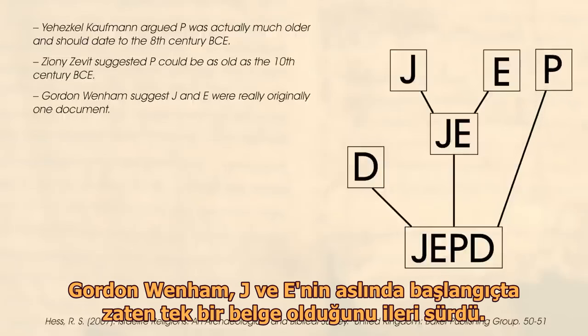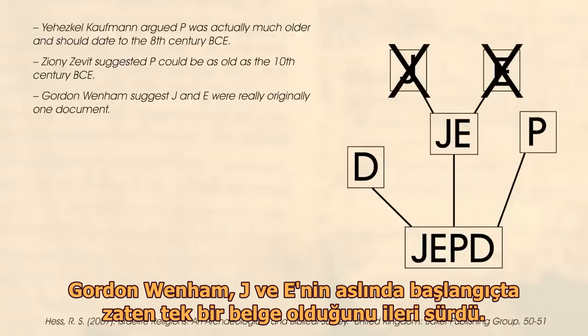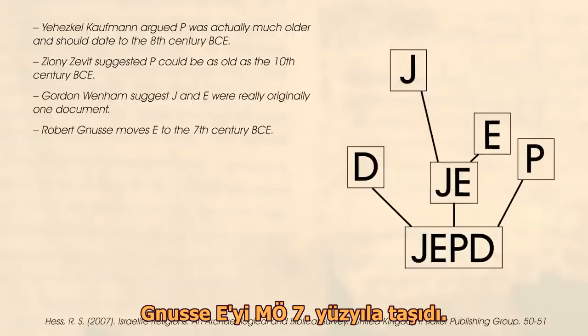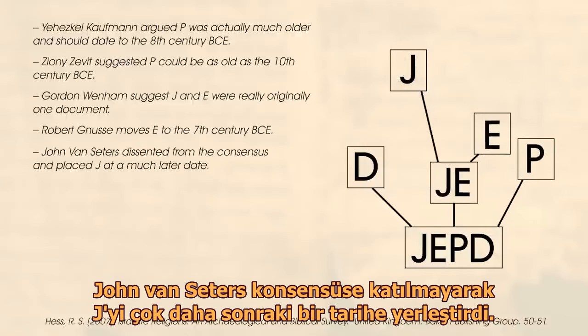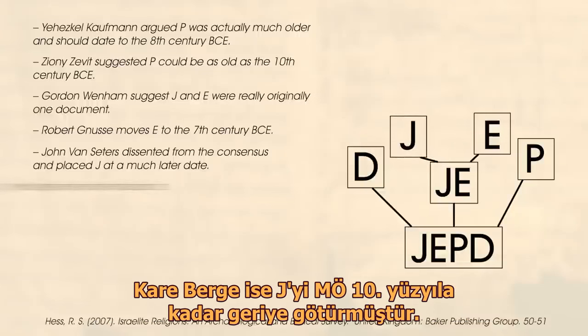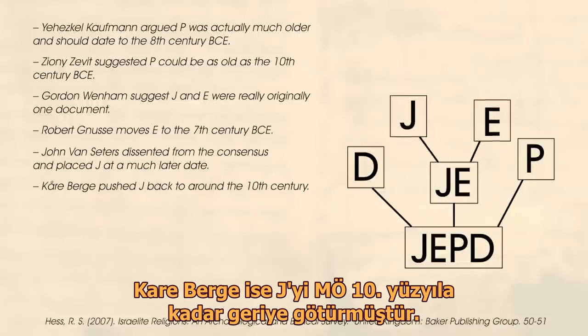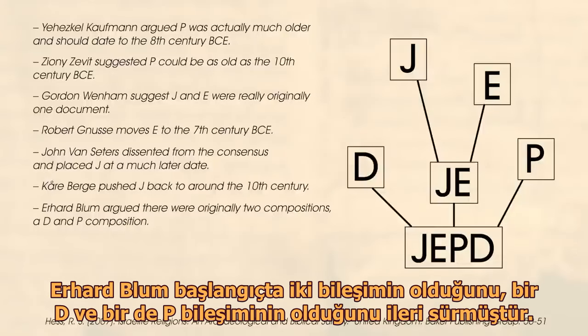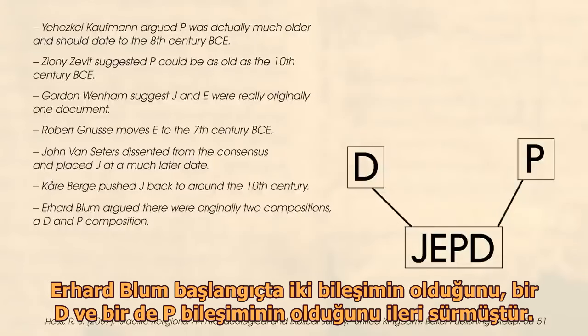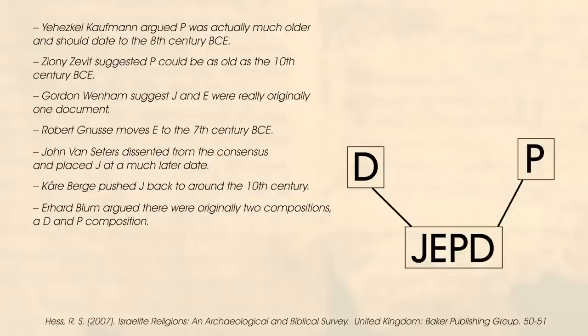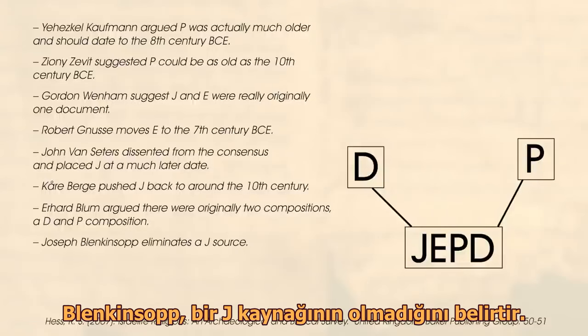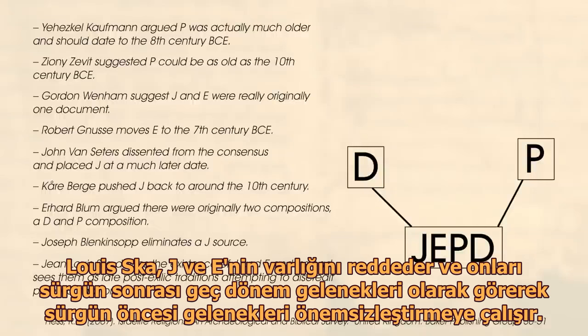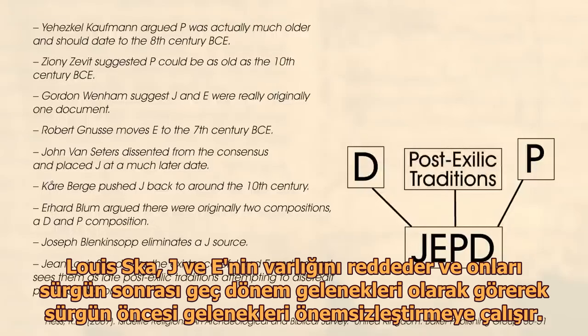Gordon Wenham suggested J and E were really originally one document. Noose moves E to the 7th century. John Van Seters dissented from the consensus and placed J at a much later date, whereas Carl Berg pushed J back to around the 10th century. Erhard Bloom argued there was originally 2 compositions, a D and a P composition. Blenkinsop eliminates a J source. Scott denies the existence of J and E, and instead sees them as late post-exilic traditions, attempting to discredit pre-exilic traditions.